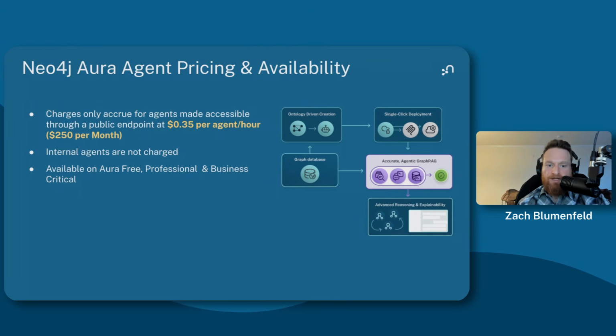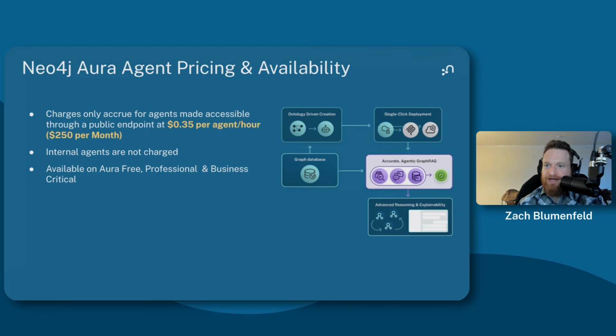So Neo4j Aura Agent. This is actually free for the whole month of February. So there is still some time to use it while it's free, I believe, if you're watching this live. However, starting in March, users will start to accrue charges. So if you're doing just the internal testing stuff, you're not charged at all. It's completely free to use.